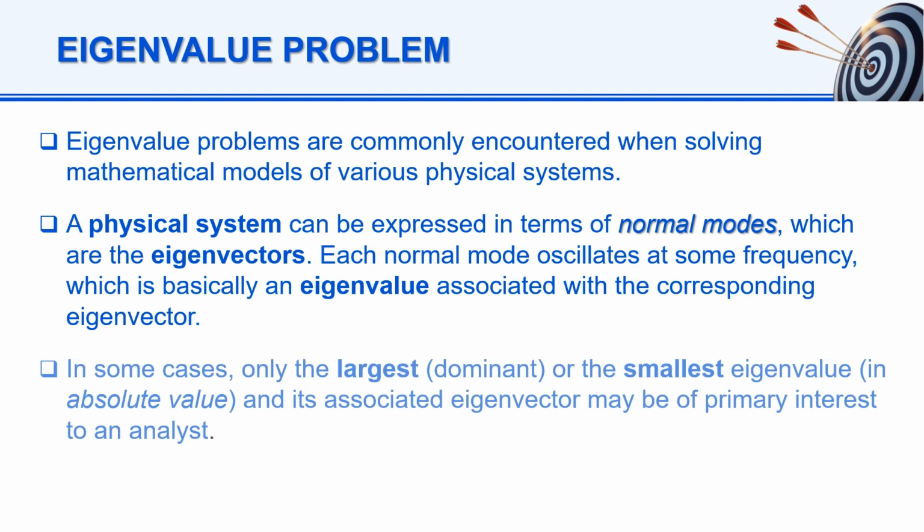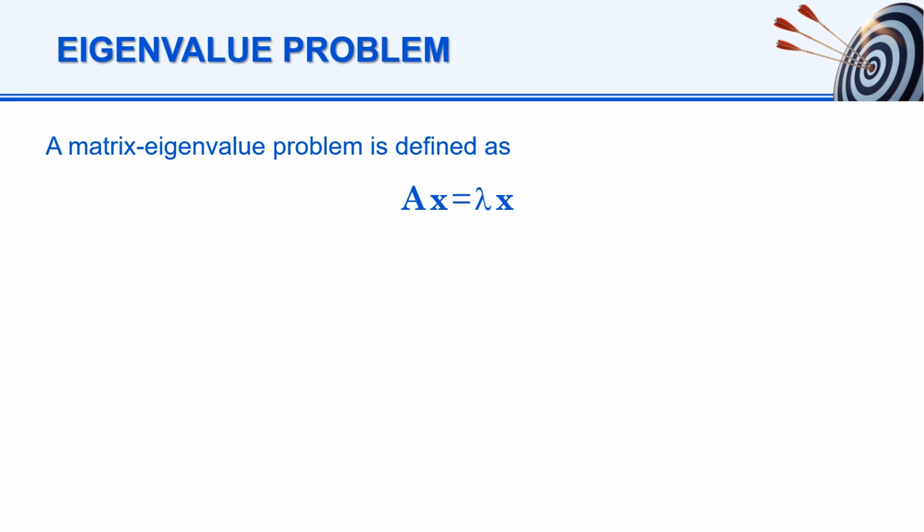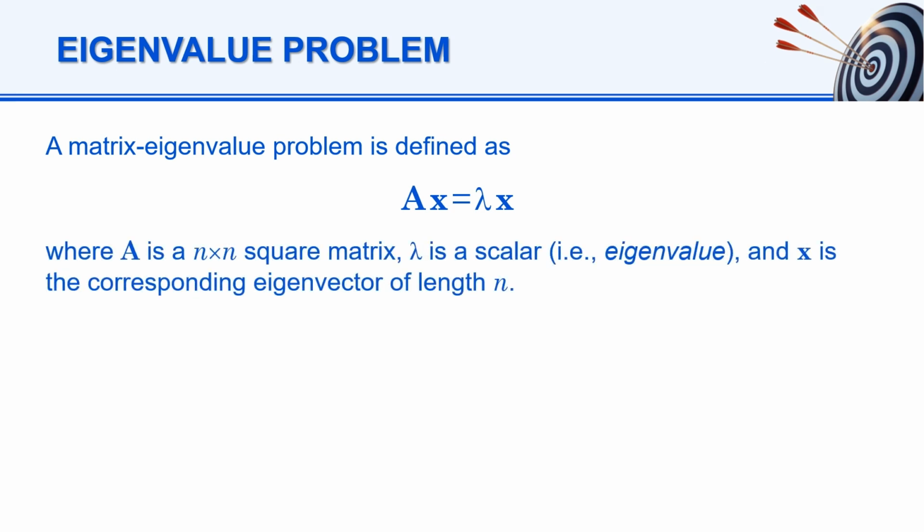In some cases, only the largest, dominant, or the smallest eigenvalue in absolute value, and its associated eigenvector, may be of primary interest to an analyst. A matrix eigenvalue problem is defined as Ax = λx, where A is an n by n square matrix, λ is a scalar, i.e., eigenvalue, and x is the corresponding eigenvector of length n.